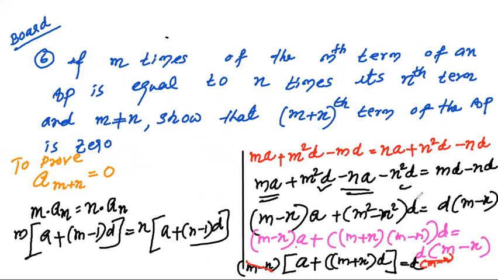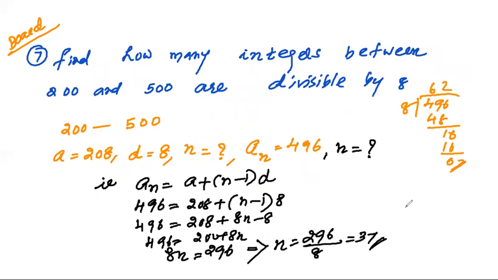We needed to prove that A(m plus n) is equal to 0, and we just proved it. And the seventh one says find how many integers between 200 and 500 are divisible by 8. So I wrote 200 and 500. In between those two, the first number divisible by 8 is 208 and the last number is 496. We use the formula an is equal to a plus (n minus 1) into d and substitute all the values there. We are getting n is equal to 37, which means 37 integers between 200 and 500 are divisible by 8.